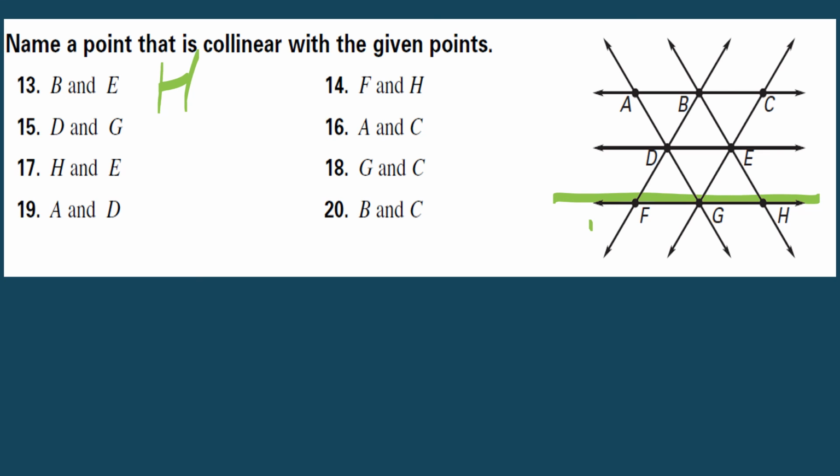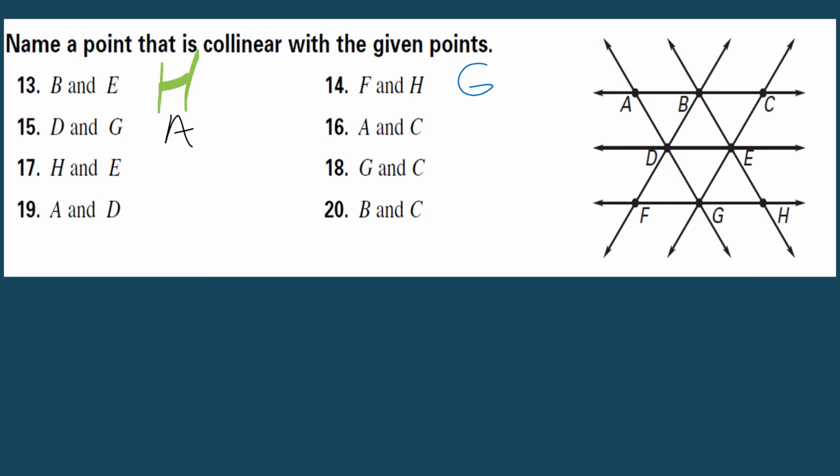F and H is here, so a collinear point would be G. Then for number 15, we have D and G. So find where D and G are. Sometimes it can be a little bit confusing, so make sure that you're taking your time. The collinear point in that one would be point A, and you can just use the letter here. You don't have to write out point A.